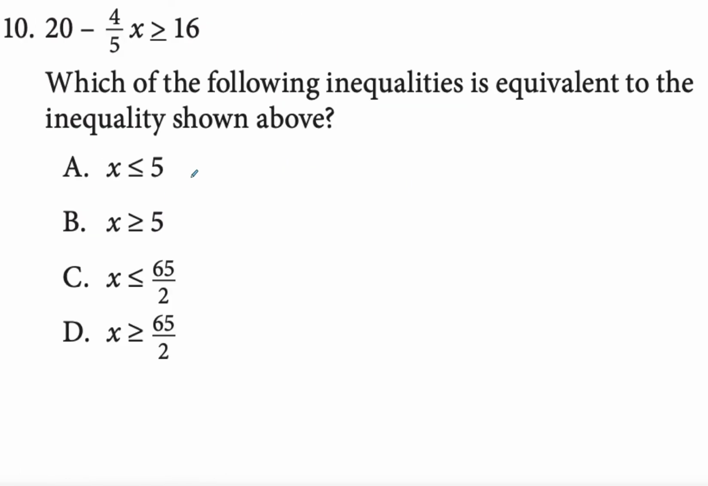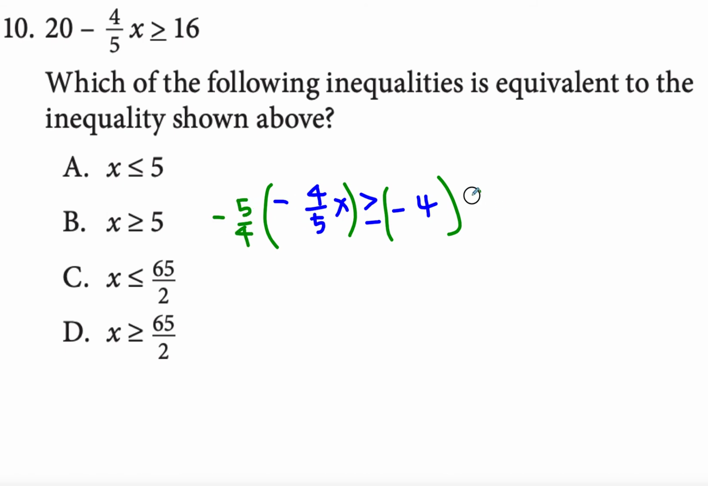All right, let's look at number 10. Now, in order for you to solve the inequality, it's similar to equations, except that you have to be careful about multiplying or dividing by a negative number. So first I can subtract 20, so then we get -4 over 5 x is greater than or equal to -4. Notice that when I subtract 20, I don't have to change the sign. It's when I multiply or divide by the negative number, which I'm about to do right now. So to get rid of -4 over 5, I'm going to multiply by -5 over 4, the reciprocal. So -5 over 4.